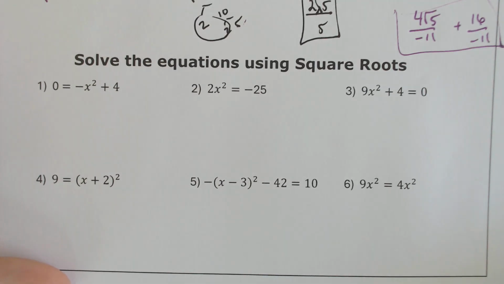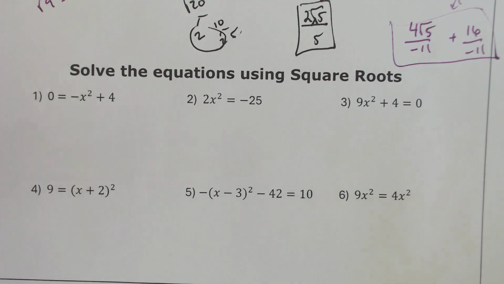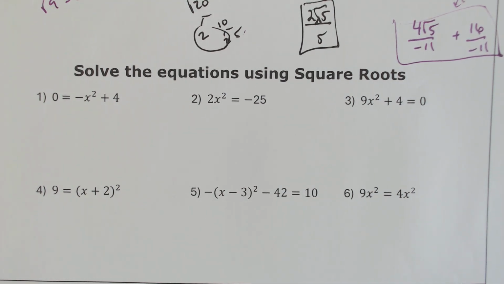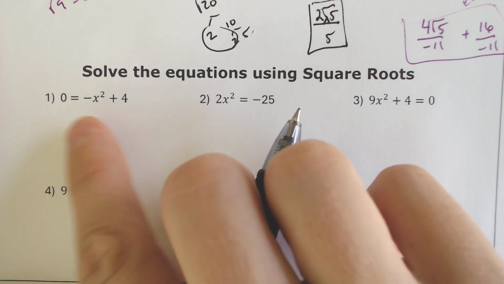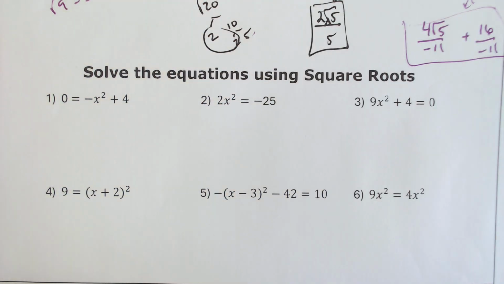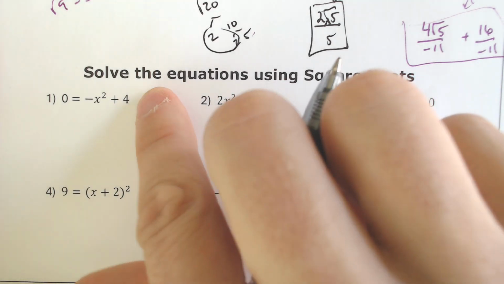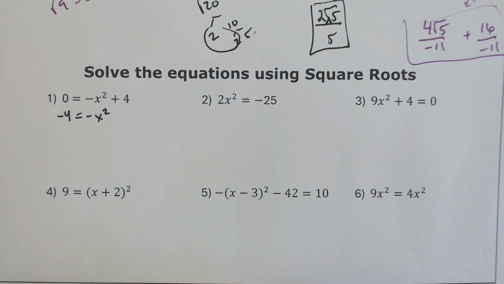All right. Last but not least, we got some solving practice. The solving practice is going to go a little bit quicker, provided it doesn't simplify. So, in order to solve, as long as it's only an x squared and a number, you're just going to get the x squared by itself. So I'm going to subtract 4. If I subtract 4, I get negative 4 equals negative x squared. And then I'm going to divide by negative 1.